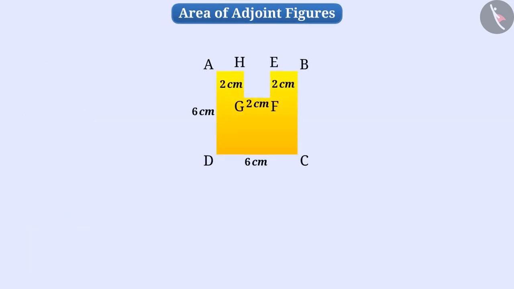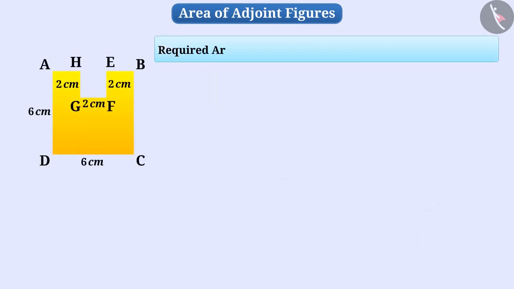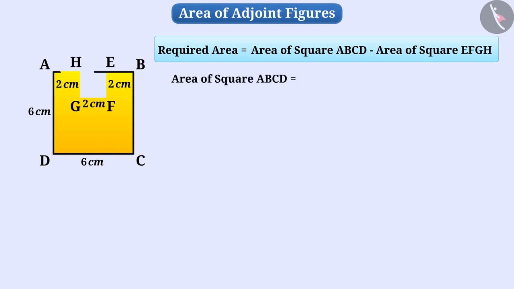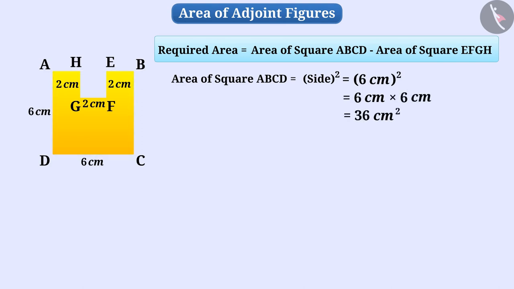Now, can you find the area of this shape? Think. Let me tell you. Required area is equal to area of square ABCD minus area of square EFGH. Here, the area of square ABCD will be side square, which is equal to 6 cm square, which is equal to 6 cm multiplied by 6 cm, which is equal to 36 square cm.